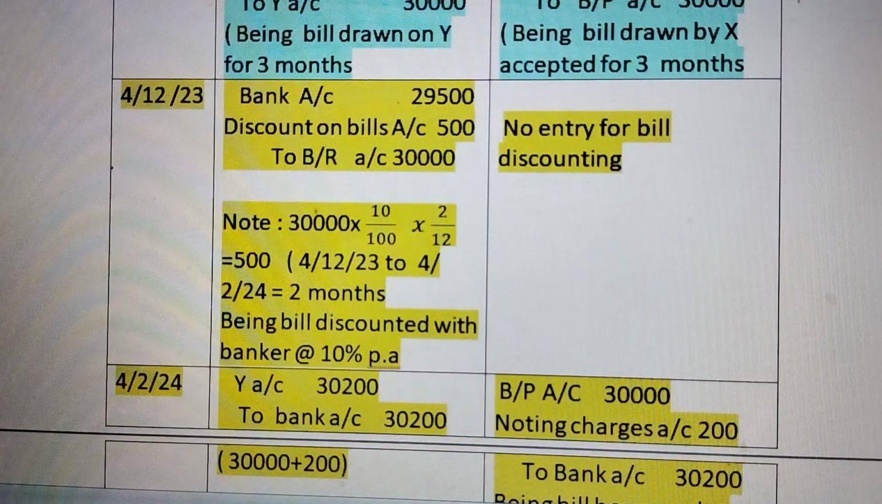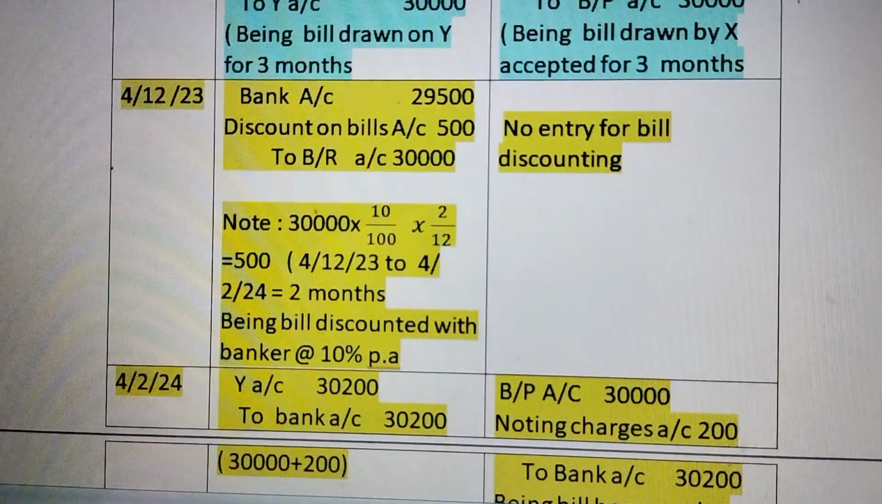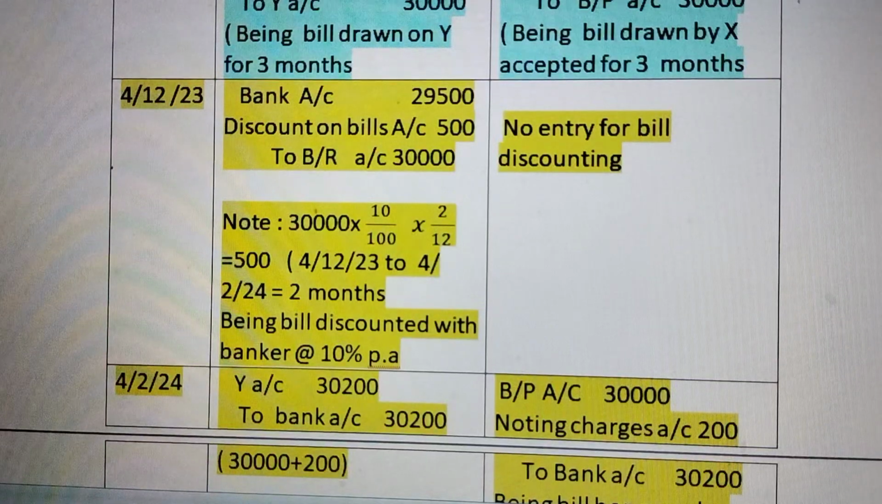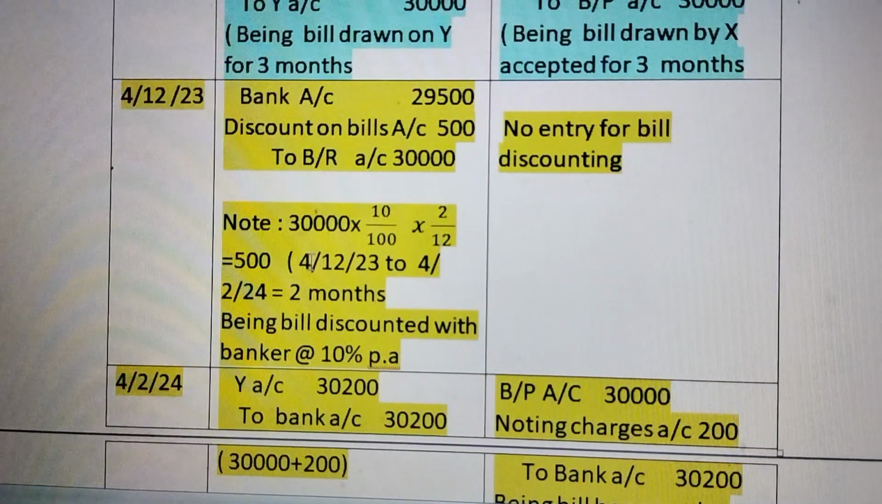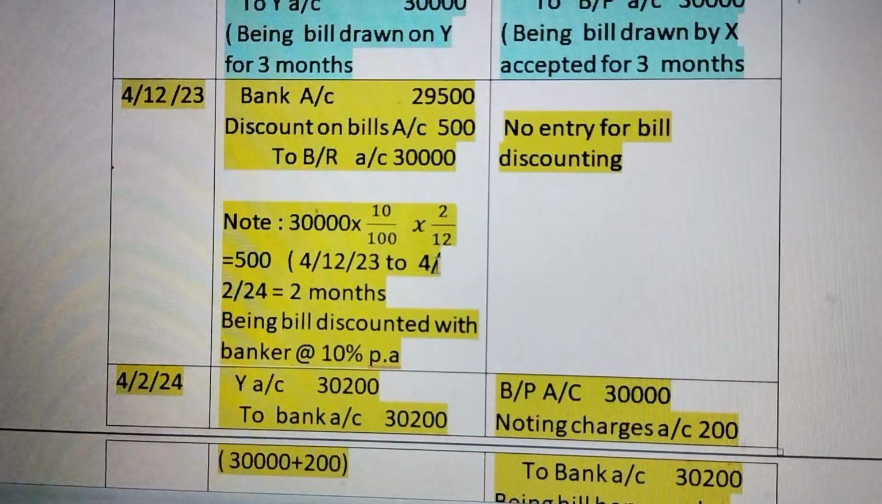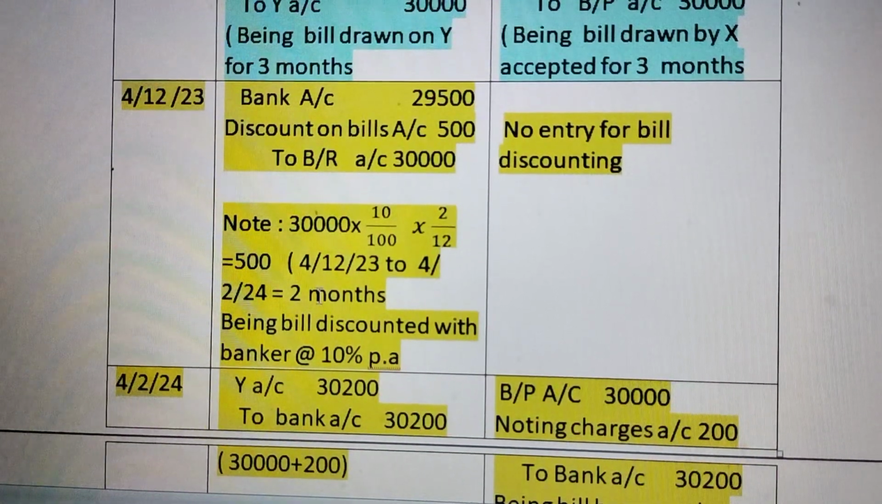February is 3 months. And 3 days extra, it will be 4th February, but it should be 24 because it has been drawn in November. So November, December, January, for the next month, next year. So it is on 4th February 2024. So if you see the question, from 4th December 23 to 4th February 24, it is 2 months.